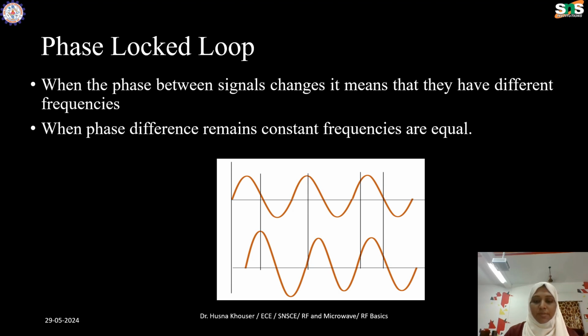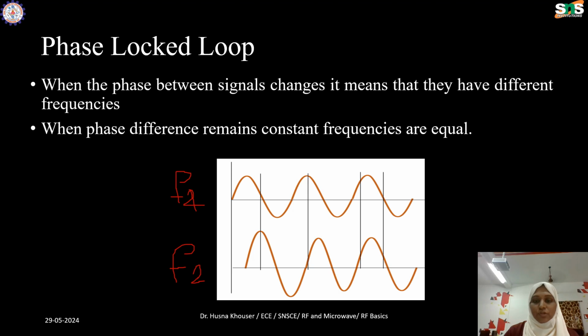Before going to the structure, let us explain the concept of the phase lock loop. Let us imagine there are two frequencies, F1 and F2. We have to find F1 and F2. When the phase between the signals changes, it means that they have different frequencies. So it depends upon the phase changes of a signal. When the phase changes, we have a different frequency, whereas when the phase difference remains constant, the frequencies are equal.